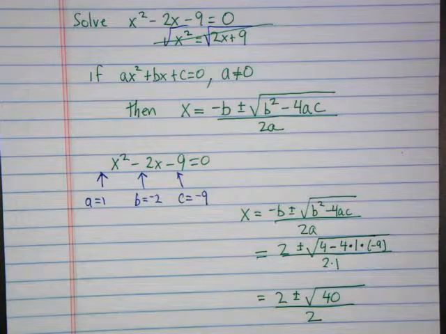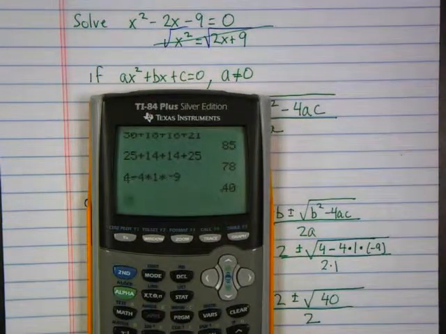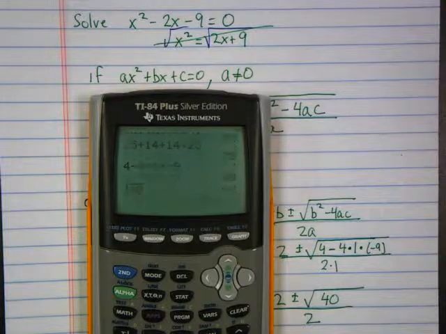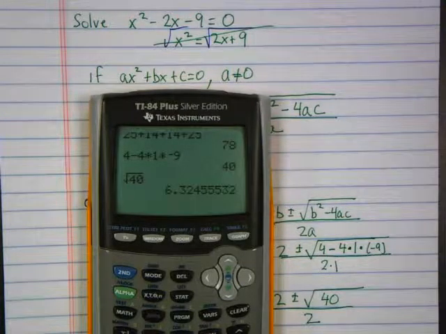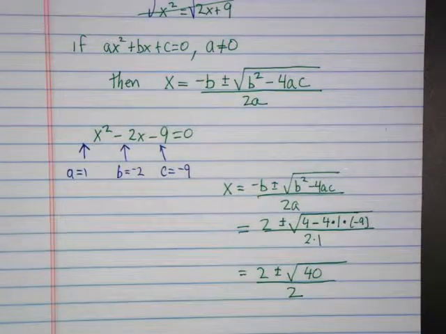Is the square root of 40 a nice number? I don't think so. No. Square root of 40 is not a nice number. You're right, it is 6 point something. When the square root of 40 is not a nice number, we leave our answer just like that. Questions on that?